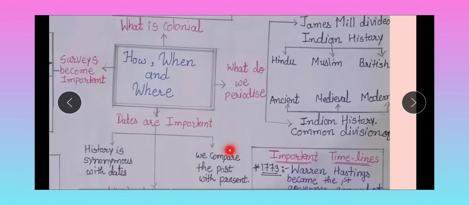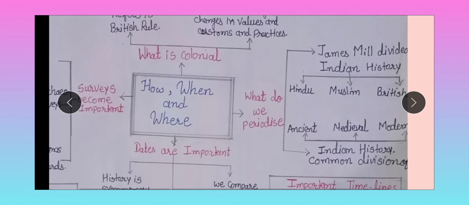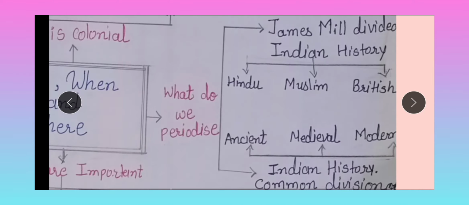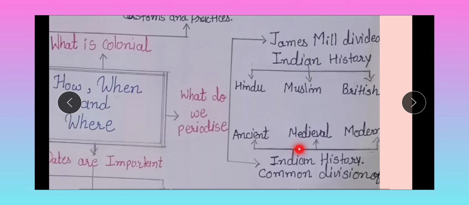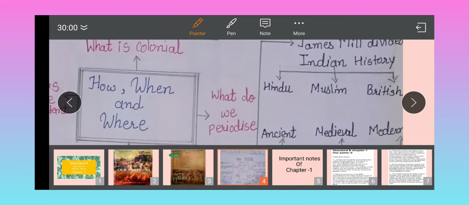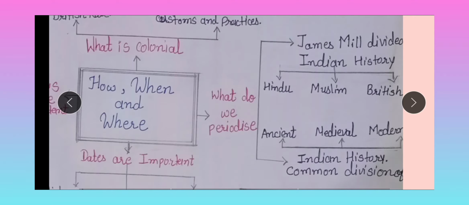Then another point was what we periodize. In that, people are periodizing Indian history. For that, different historians have different opinions. James Mill, who came in the British era, divided Indian history into three parts: Hindu, Muslim, British. Why did he divide Indian history into these three parts?